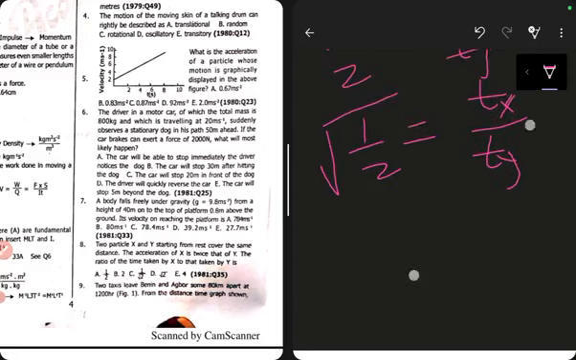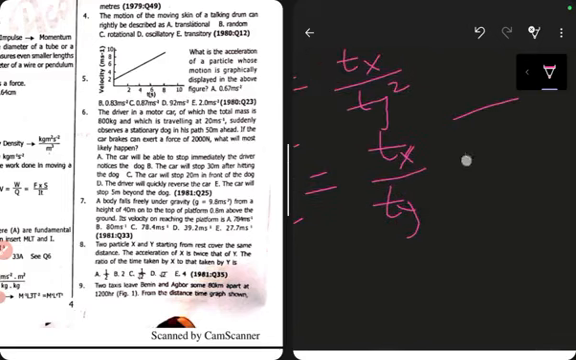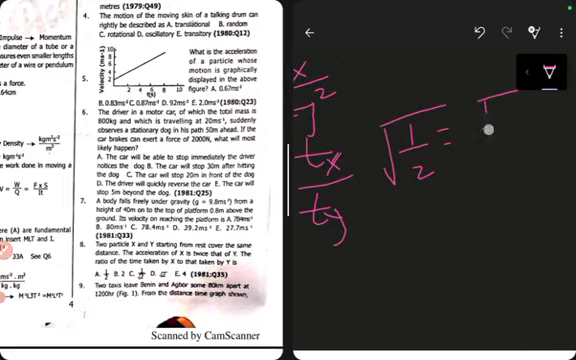And you know, from the rule of surds, if you have the square root of 1 over 2, you can break it into the square root of 1 over the square root of 2, of which the square root of 1 is 1, and the square root of 2 is root 2. Now, normally we should rationalize, but I'm saying it already here. The answer is 1 over root 2.